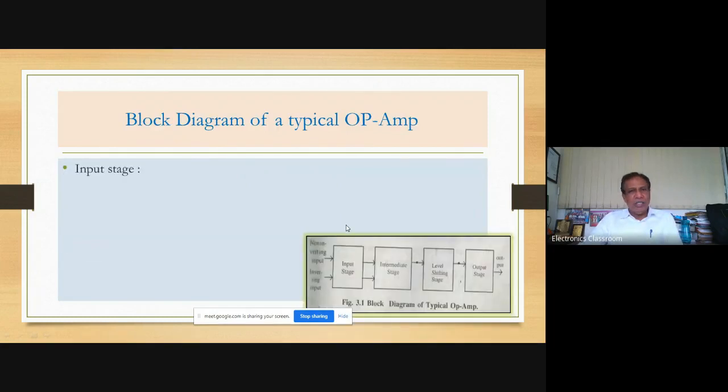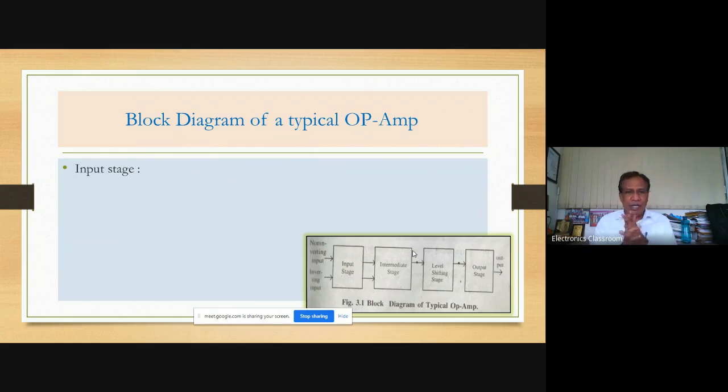As far as the internal structure of the operational amplifier is concerned, the block diagram has four major blocks. The first block is the input stage, the second is the intermediate stage, the third is the level shifter, and the fourth is the output stage. These are the main major blocks inside the fabrication of the operational amplifier.